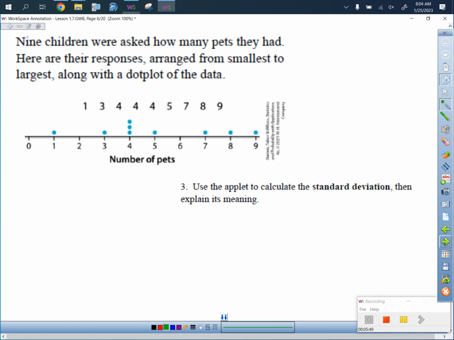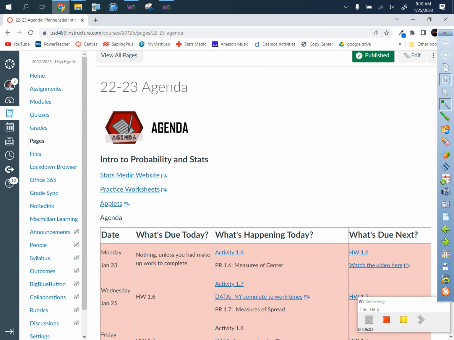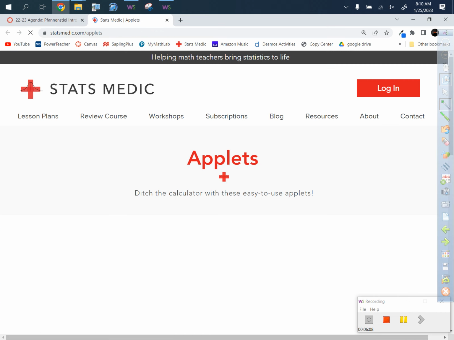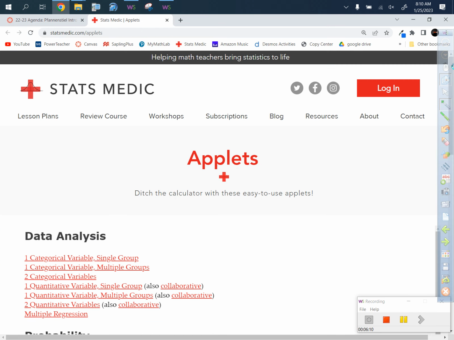All right, let's see what happens here. 9 children were asked how many pets they had. Here are their responses arranged from smallest to largest along with a dot plot of the data. Use the applets to calculate the standard deviation. Let's go to the applets. If you want to be on Canvas, just click the little link that says applets. What we need is one quantitative variable single group, but don't click collaborative. So one quantitative variable single group, click that, and take those numbers and put them in for data.